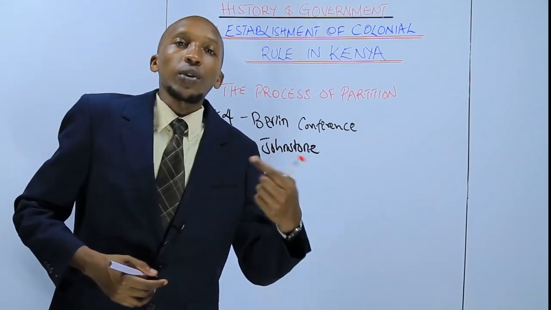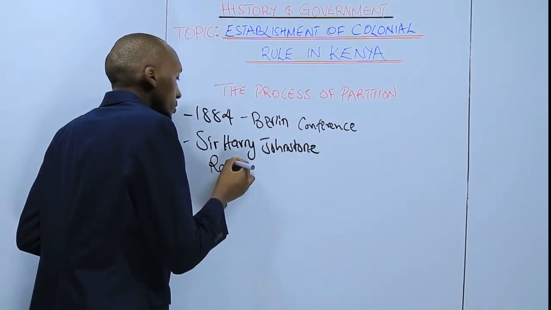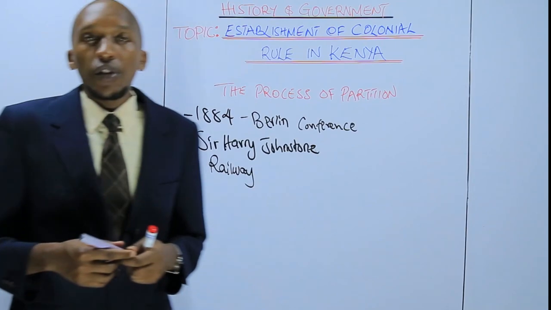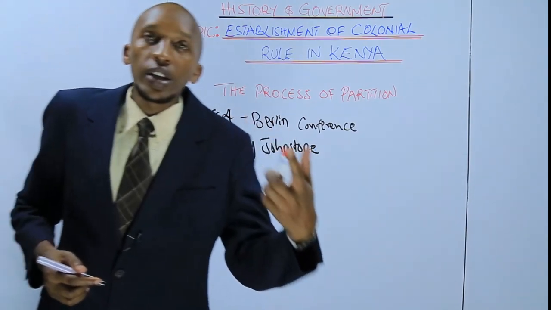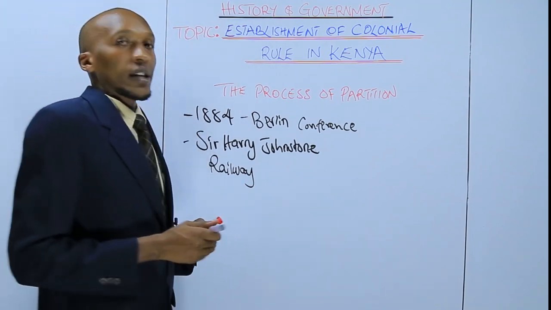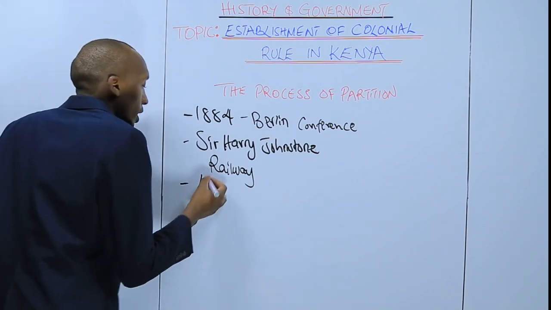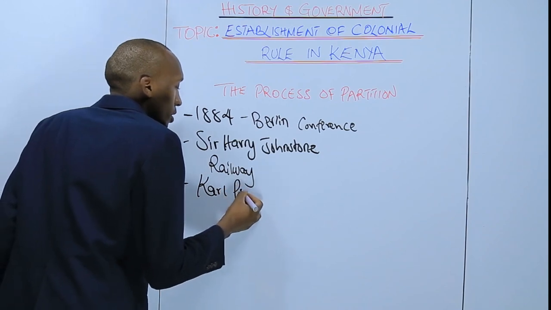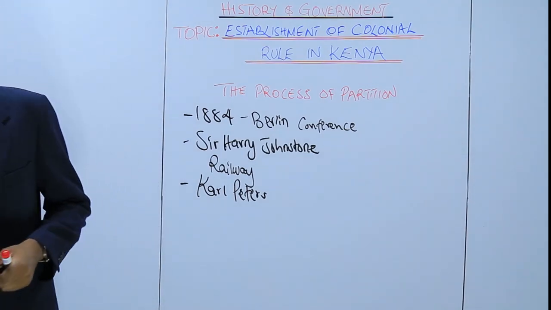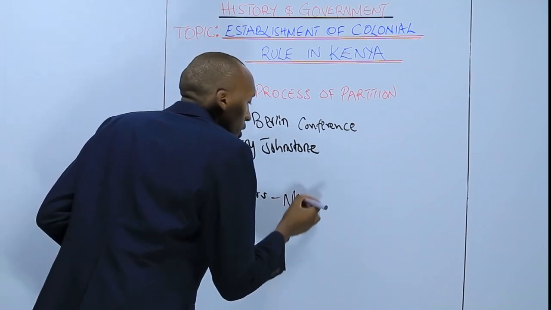So the British wanted to establish a railway into the interior of the Kenyan or the East African coast. So he came and made treaties with the intention that the British could be coming to get. At the same time, after him, there came another person who was Carl Peters. So Carl Peters also came at the same time and made treaties with the chiefs around Mount Kilimanjaro.